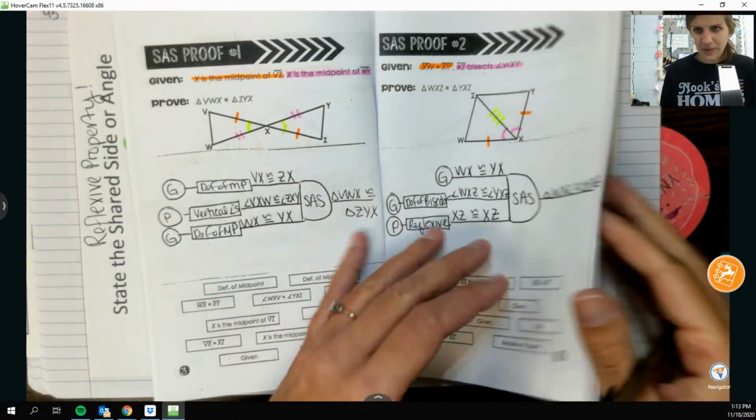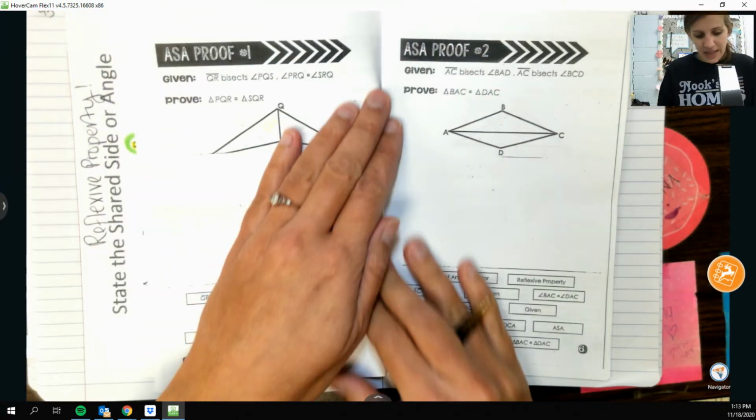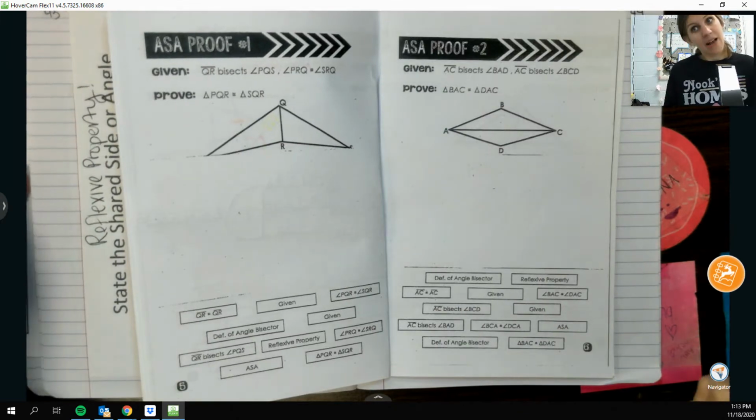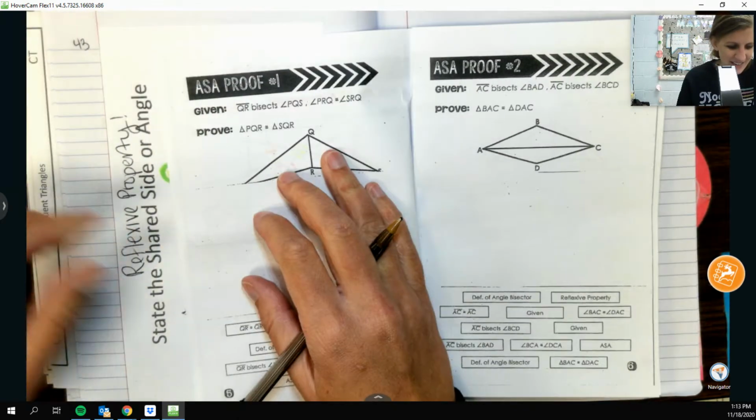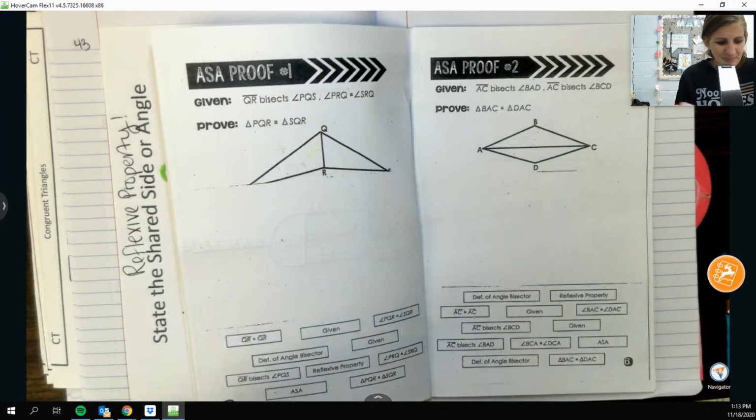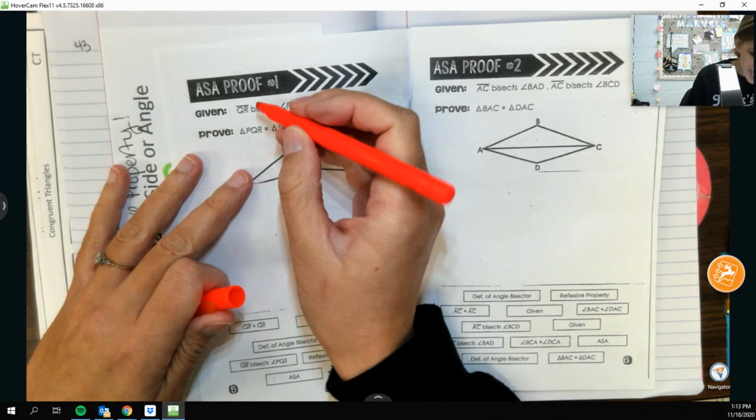Alrighty. Hopefully we're getting the idea here. I know it seems like a lot, but we actually only have 4 more, so we're halfway through. Alrighty. So angle, side, angle, proof number 1.